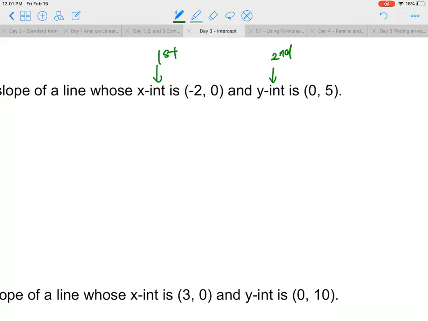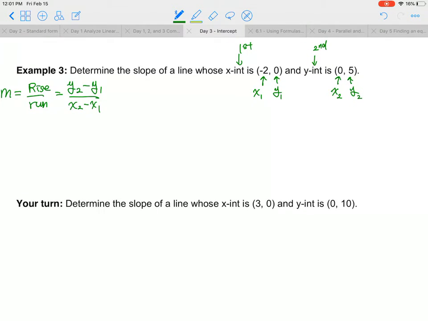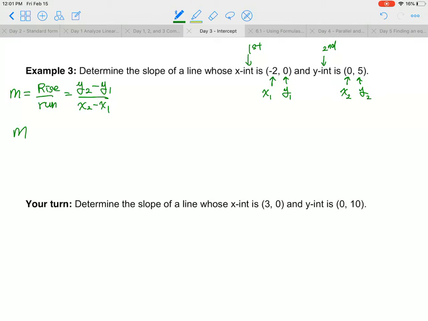So usually what I do, and I ask you to do as well, is that you actually label each. So the first one is always x, second one is y, first one is x, second one is y. Then the negative 2 and 0 belong to the first point, so x1, y1. 0 comma 5 belong to the second point, so x2 and then y2. Then all you have to do is plug this into your slope equation.